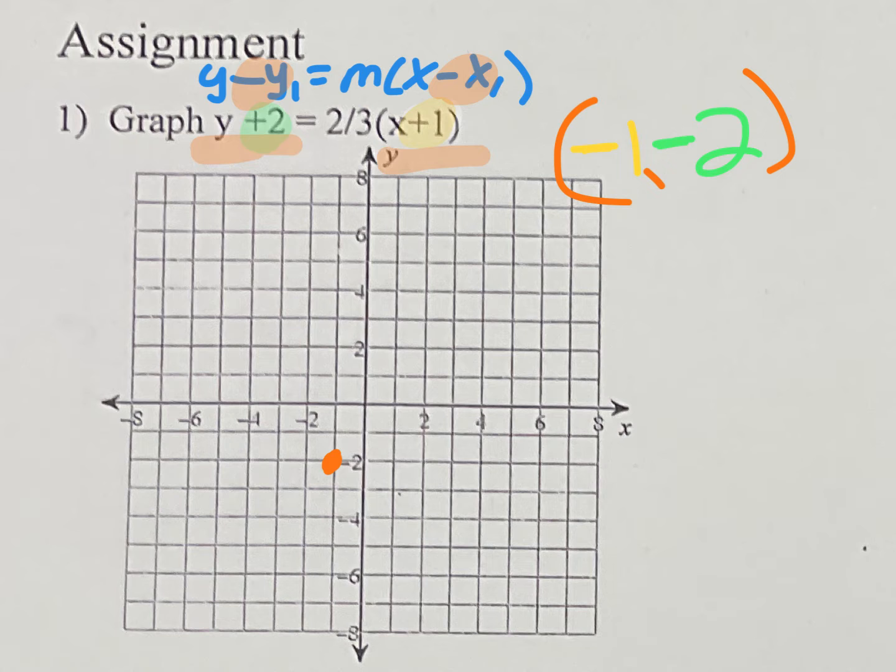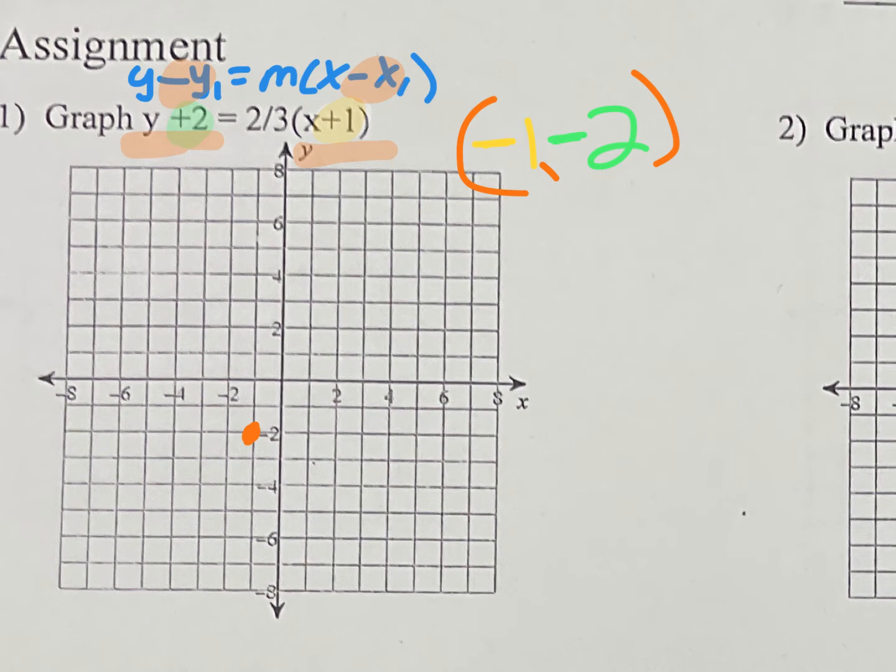But finding the coordinate to start with is a little bit harder because it's backwards from what you think it should be. I had a kid that asked me a really great question in a previous class about whether or not they could just change it into slope-intercept form if they wanted to and graph it that way. The answer is yes, but sometimes it doesn't work out so good. Let me show you why.